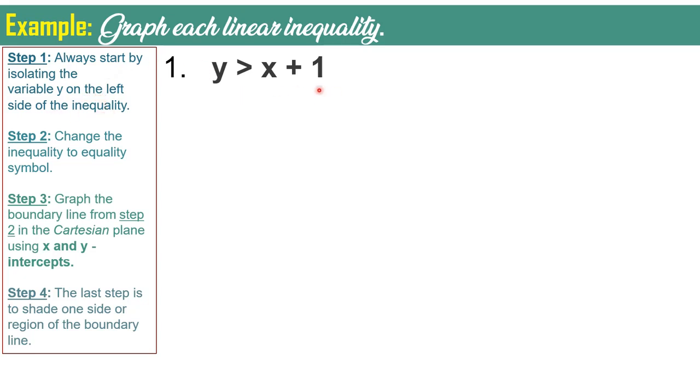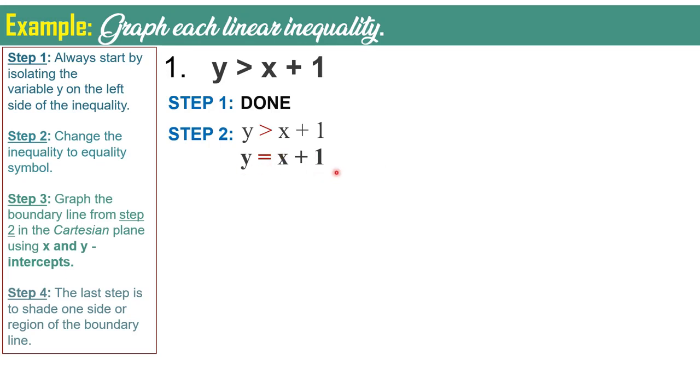And as you can see, in our given inequality, y is already isolated on the left side. Therefore, step 1 is already done. Then second step, change the inequality to equality symbol. So the inequality is y greater than x plus 1. Remove this greater than symbol and change this into an equal sign so that later we can solve for the intercepts.